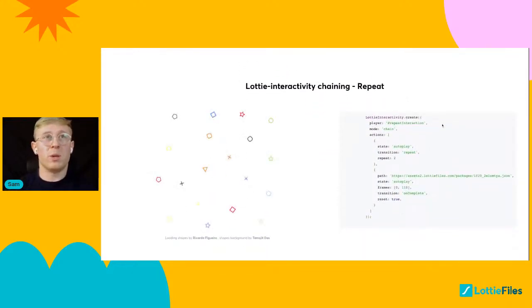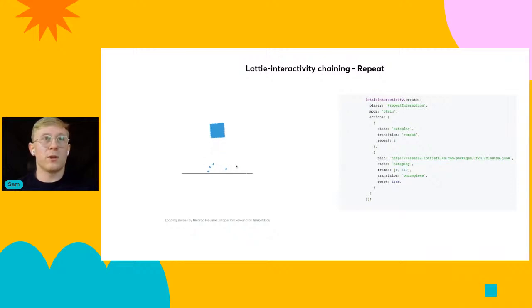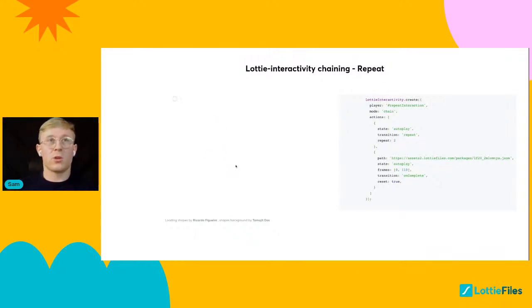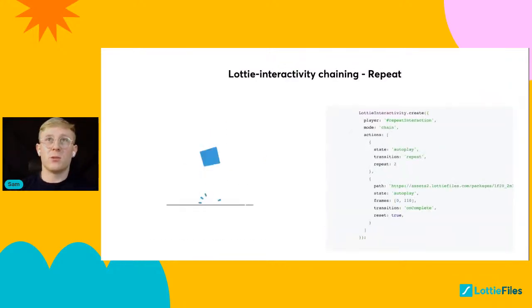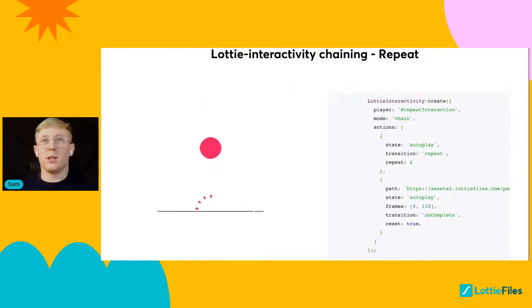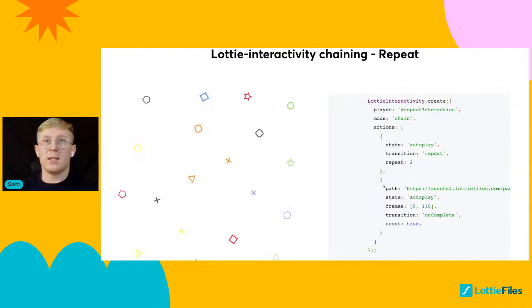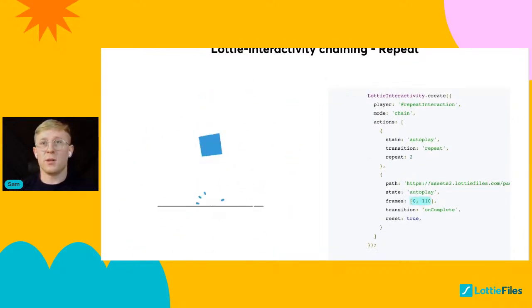And next up, we have the repeat transition. So here you can see the morphing shapes will have to play twice before going to the next action in our interactive scenario. And here we can define the transition as repeat, and then the repeat property is set to 2, so it's going to play twice, and then it will go to the twirling shapes. And in our second action, you can see here I've defined the frames as an array of numbers, so it's going to play from frame 0 to 110. When it's finished playing, it will then reset and play again.